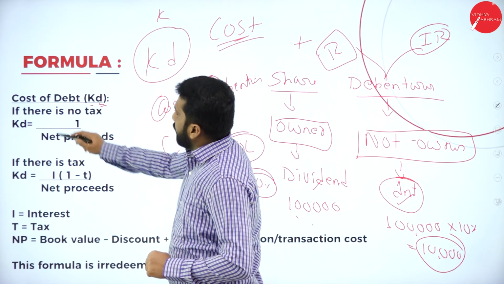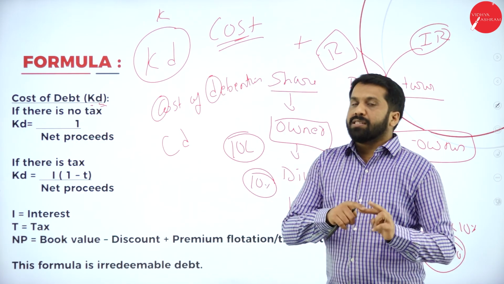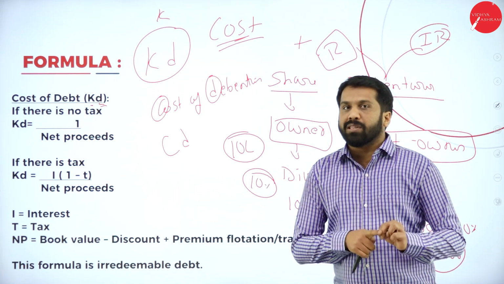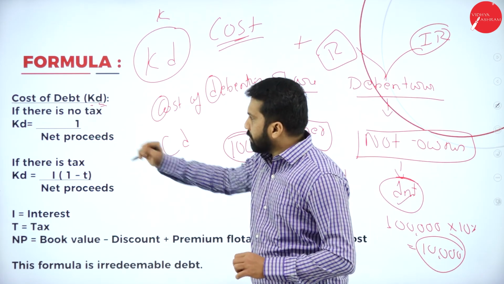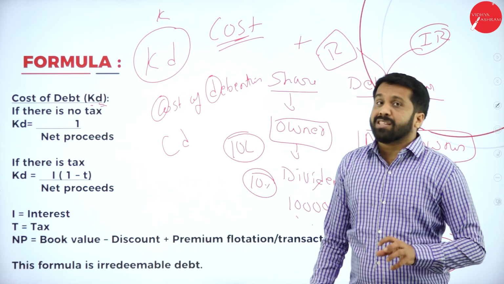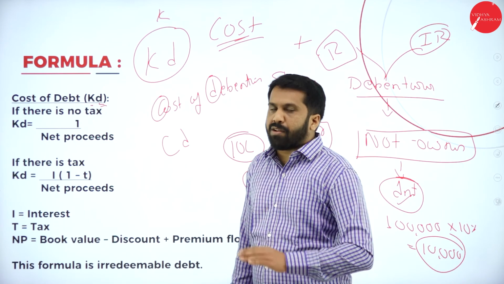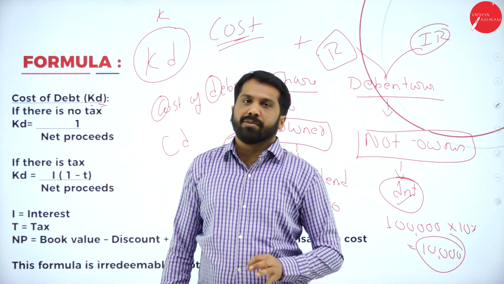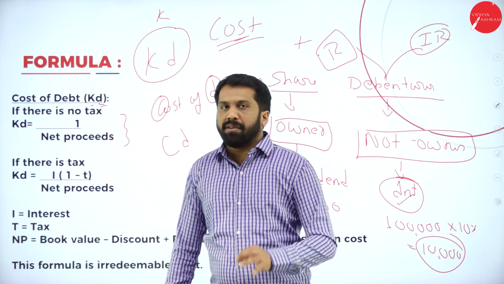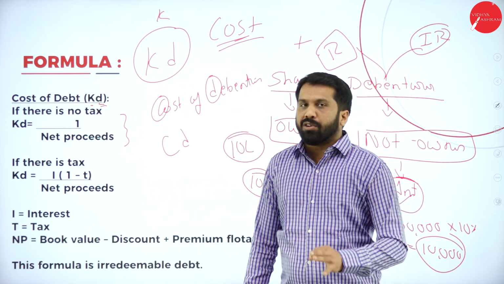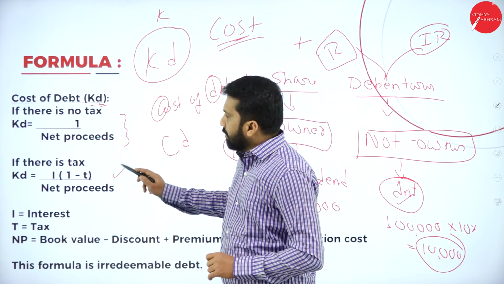Now, in this, we have two things. One is with tax, another one is without tax. If the problem is not about tax, then we'll go for this formula. If the problem is with tax, then we should go for this formula. 100% every problem will come with tax only. No need to remember the other formula. Every time in your question paper, the question comes with taxation. So we'll go with tax.